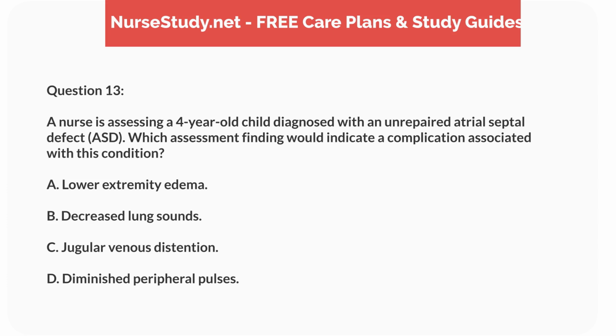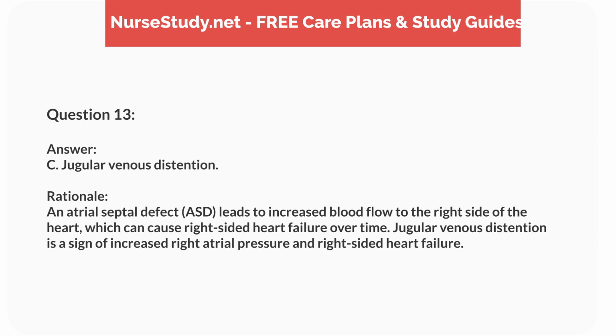Question 13. A nurse is assessing a 4-year-old child diagnosed with an unrepaired atrial septal defect, AVSD. Which assessment finding would indicate a complication associated with this condition? A. Lower extremity edema. B. Decreased lung sounds. C. Jugular venous distension. D. Diminished peripheral pulses. Answer: C.